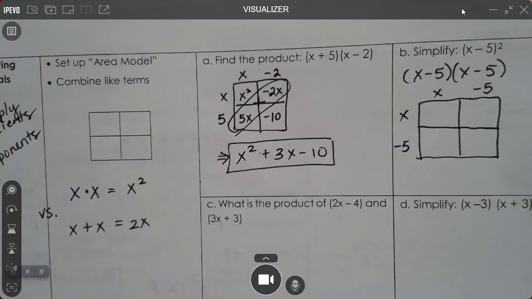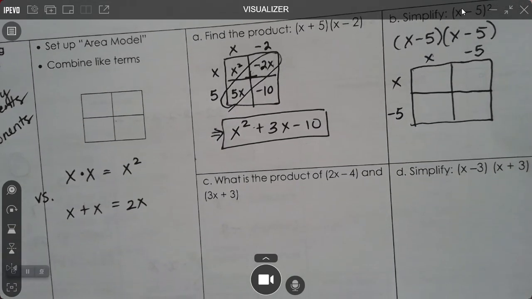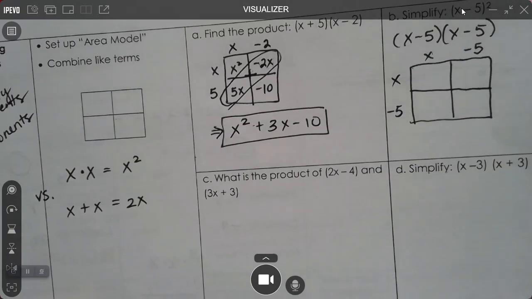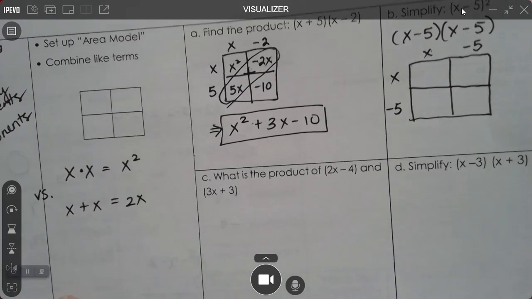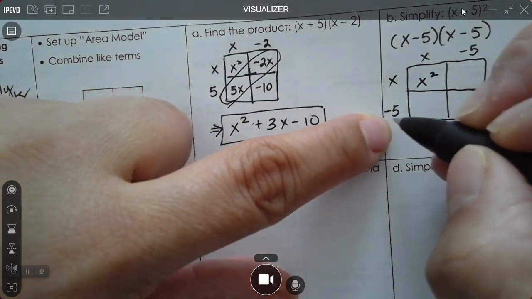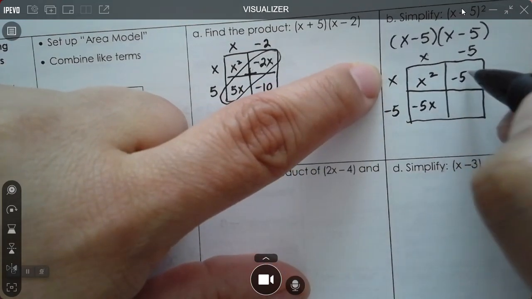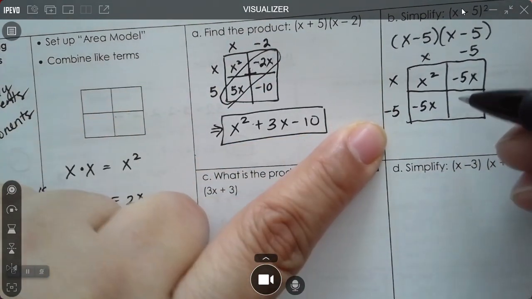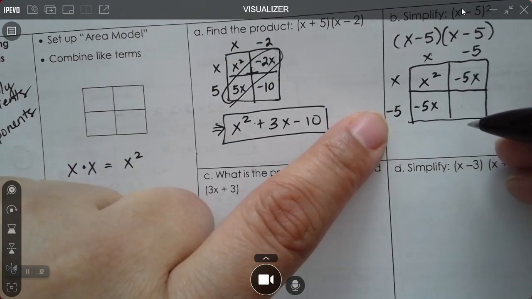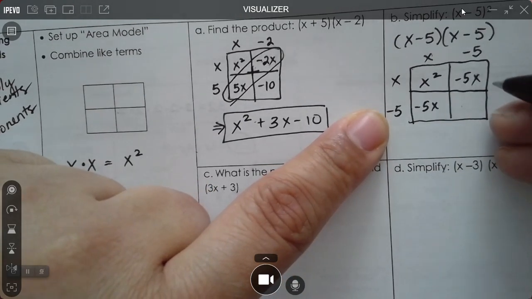All right, set up your grid, multiply your mini products. Each of these is a mini multiplication. All right, x times x, negative 5 times x, negative 5x. Same thing here. Now, please remember to use the calculator even for the simple stuff on the milestone. This is not the time to be brave with our math facts.